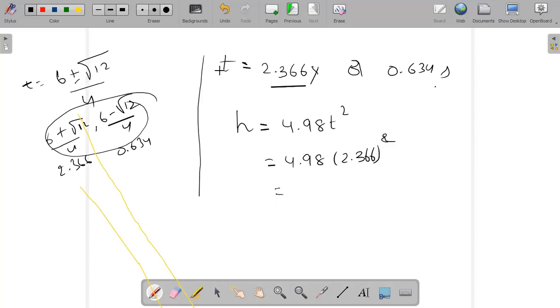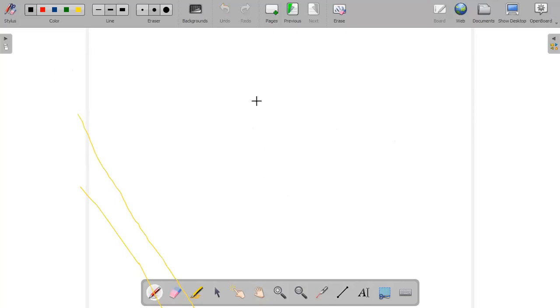You are getting 27.87 meters. This is the height of the tower. So in this way, we have to solve the problem. These are the problems based on linear equation. These problems which you have seen are all related to linear displacement.